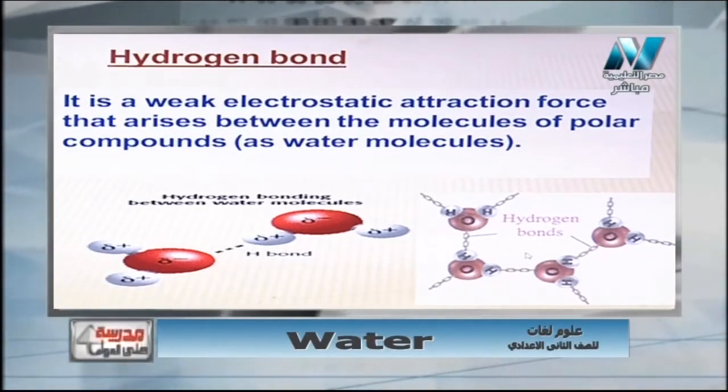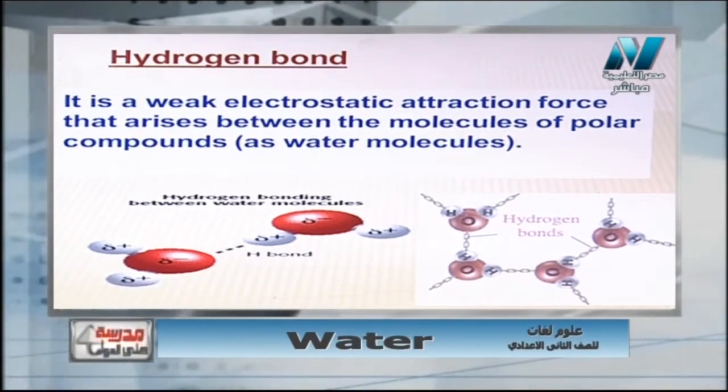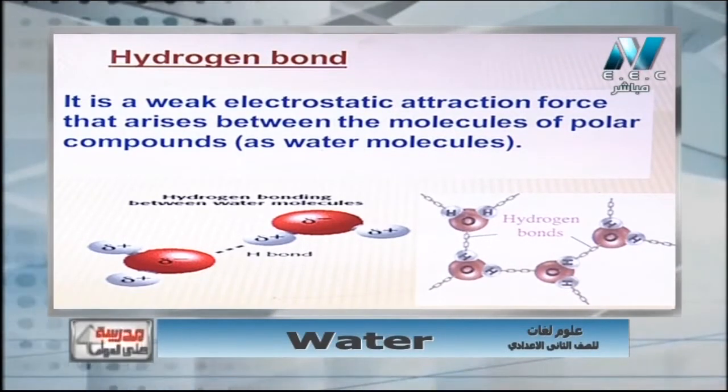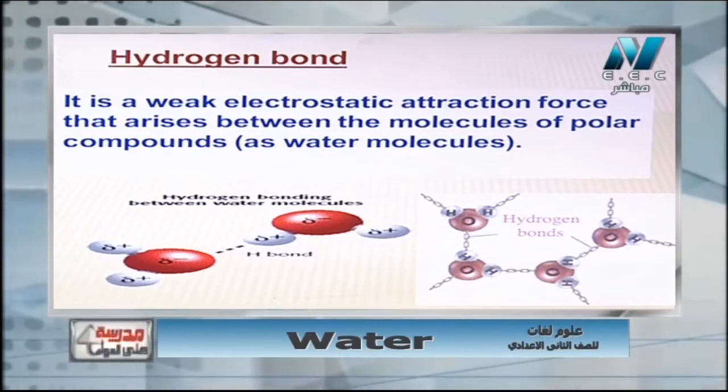Okay, let's have a summary about the structure of water. Number one, water is a polar compound, consisting of two hydrogen atoms, as we see in the model, two hydrogen atoms and oxygen. The hydrogen atoms combine with the oxygen atom with a single covalent bond, while the molecule combines with another molecule by hydrogen bond.